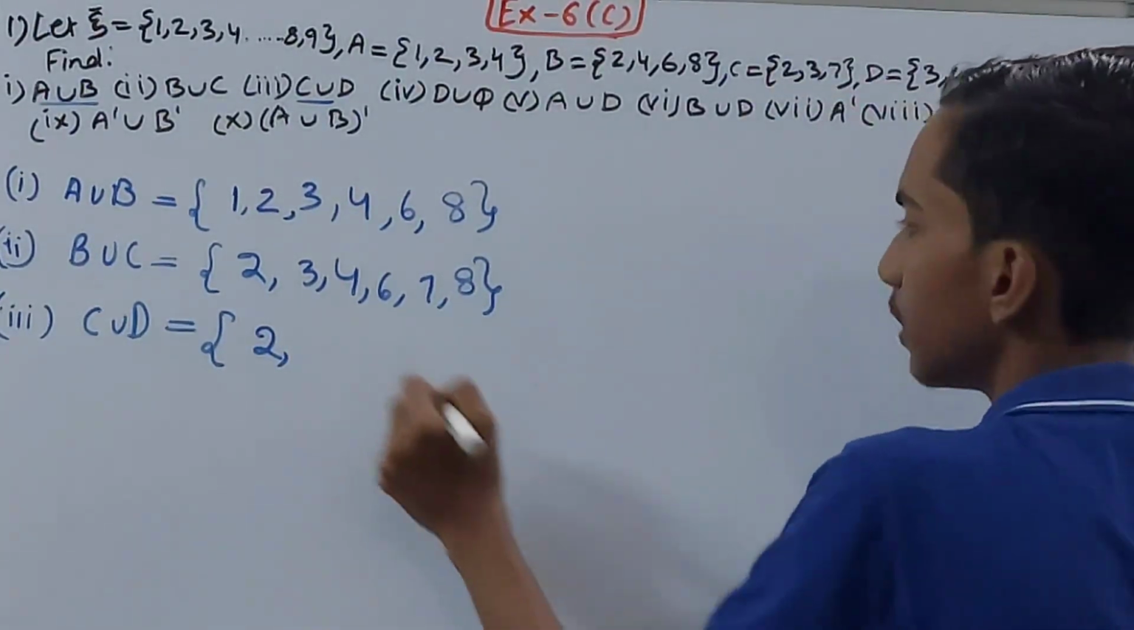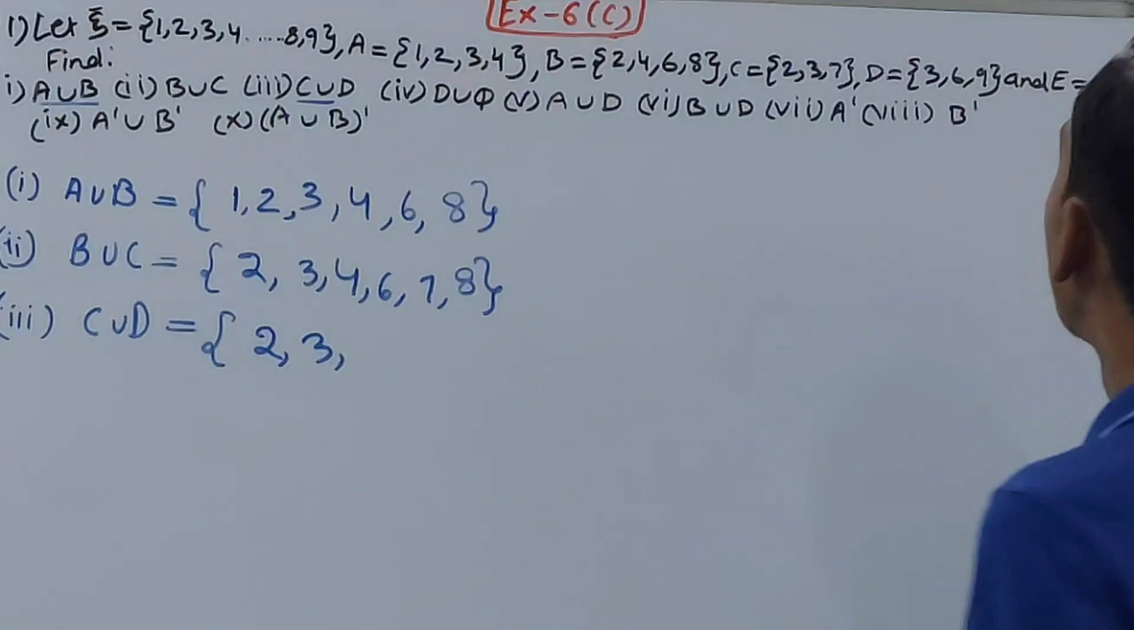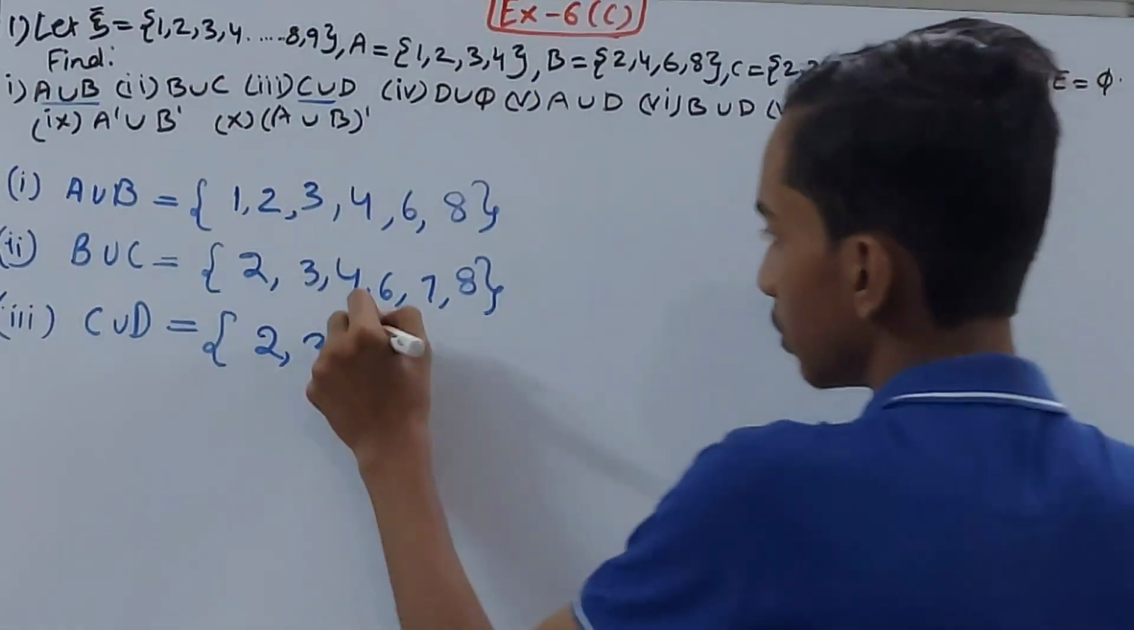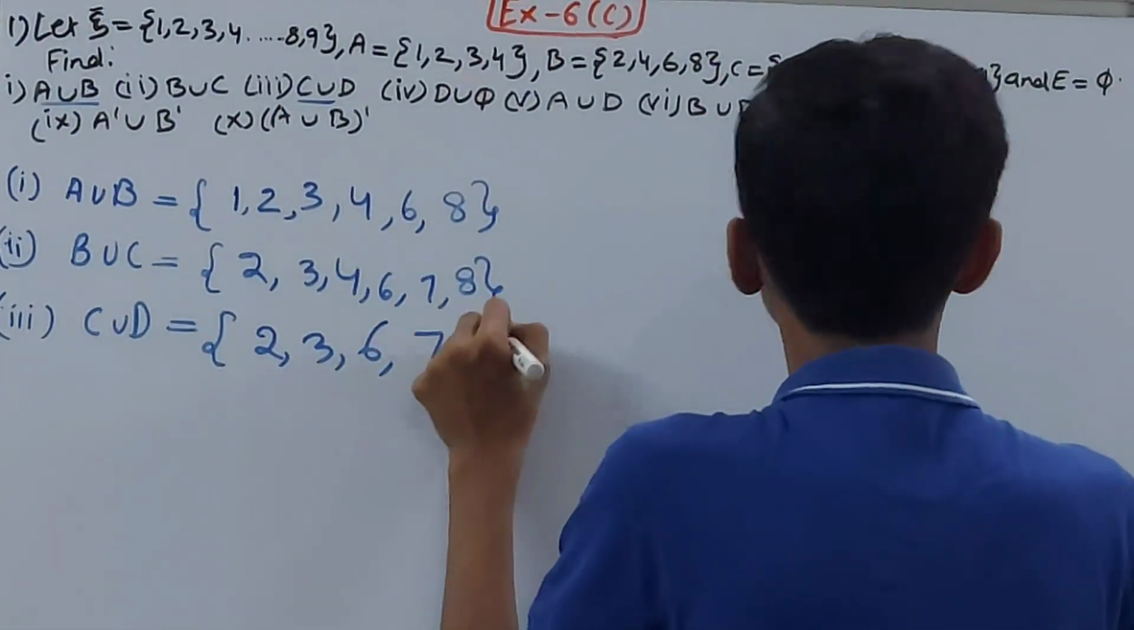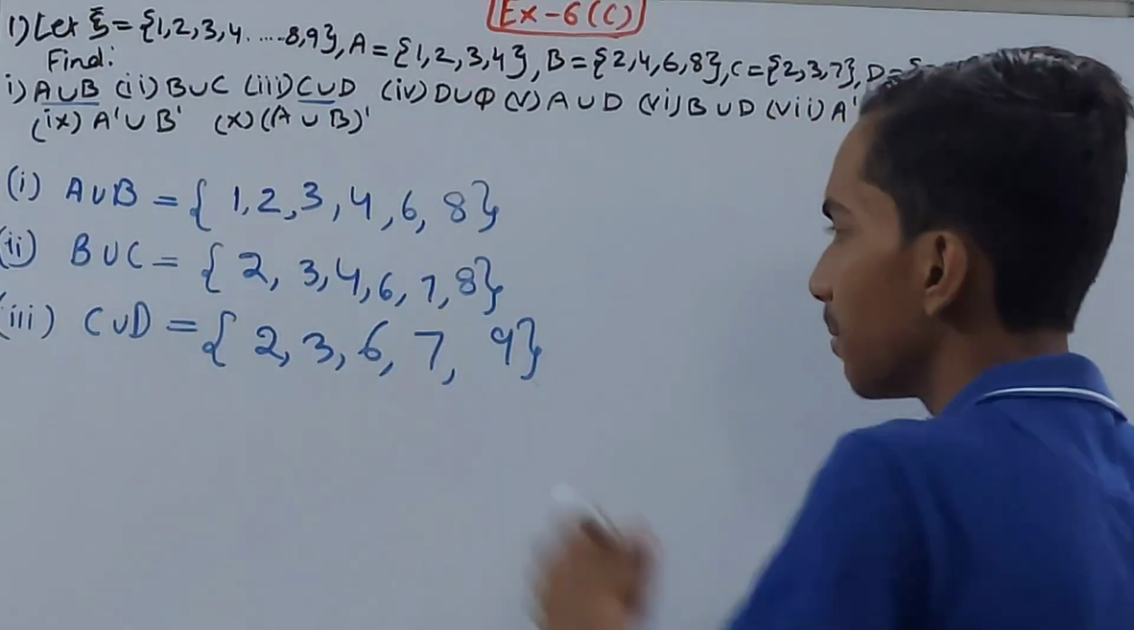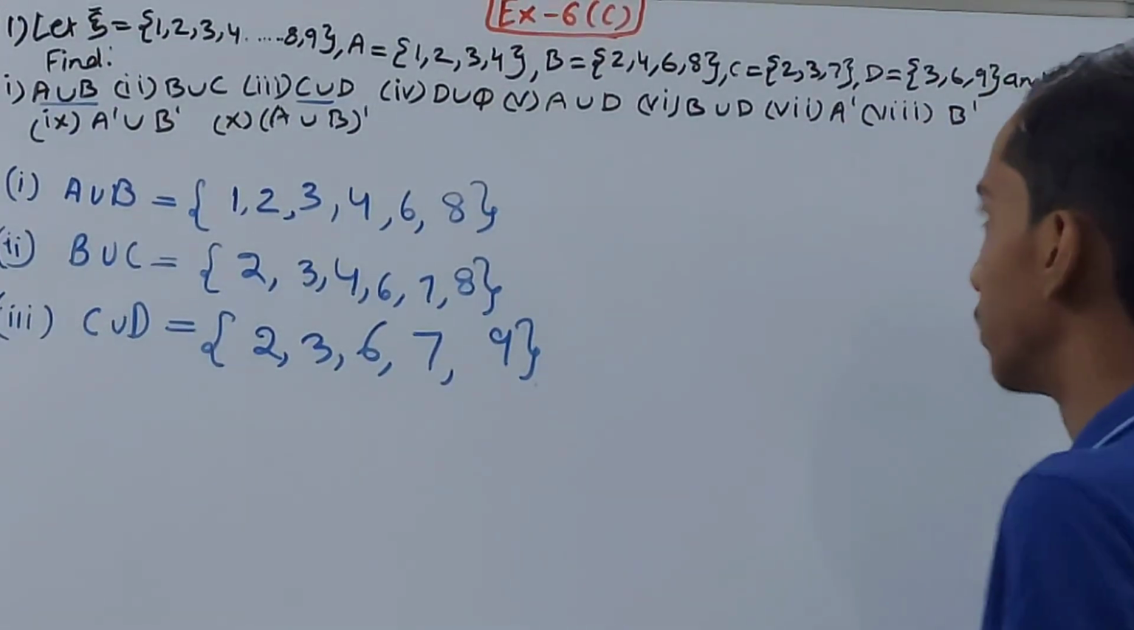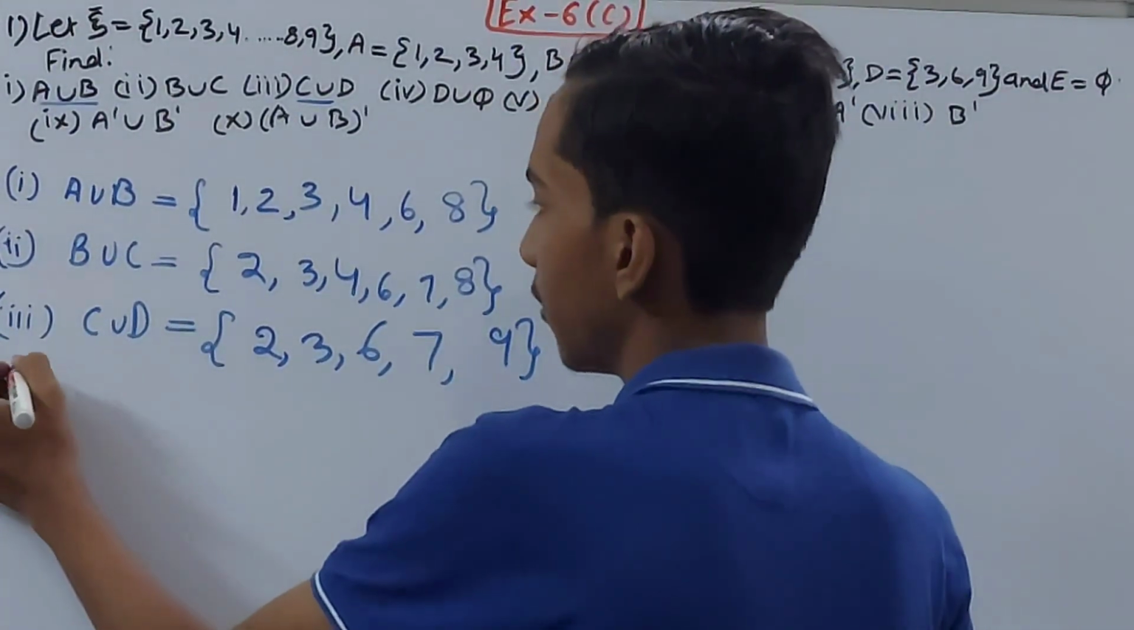Then 3 is also there. Then 6 is there, which is the next one. So 6, then 7 and then 9. It can be in any order, but I'm writing in ascending order and it is advised also. You do it in ascending order, that will be better.